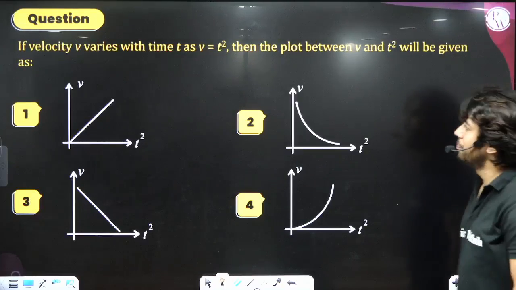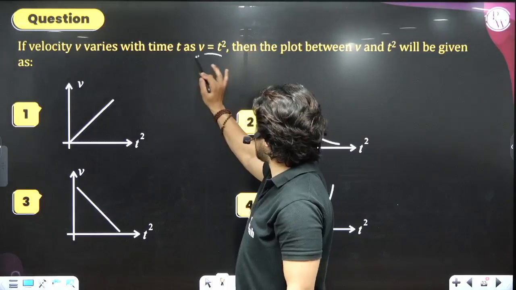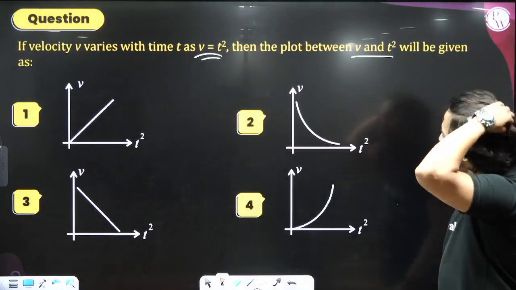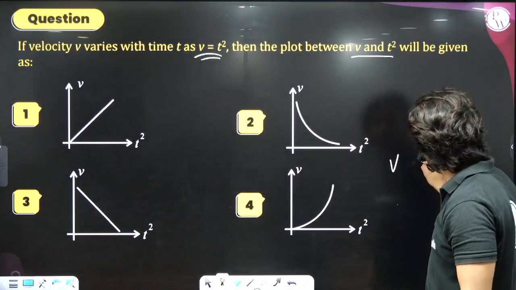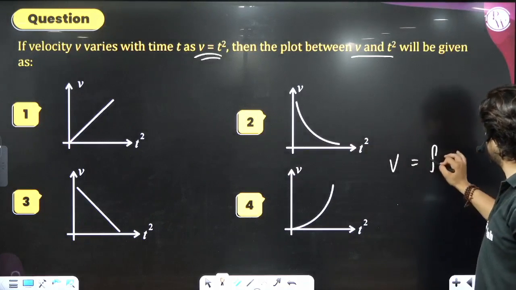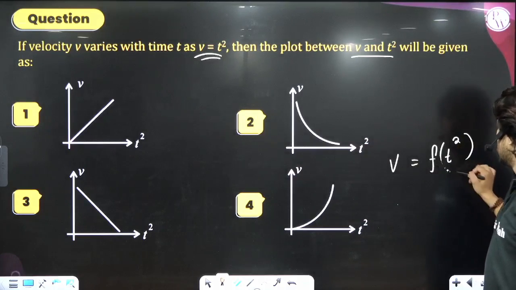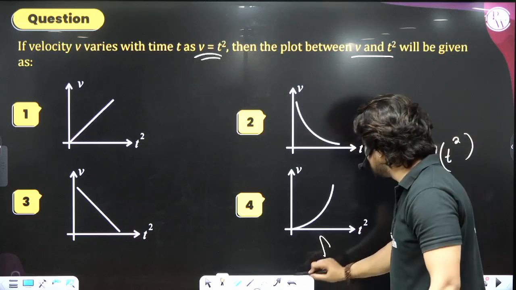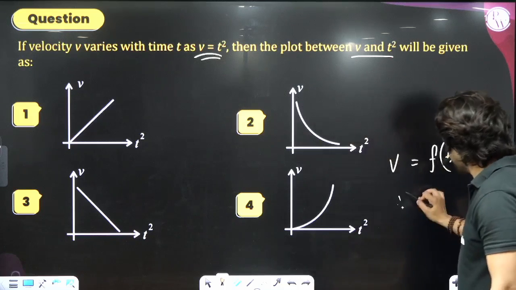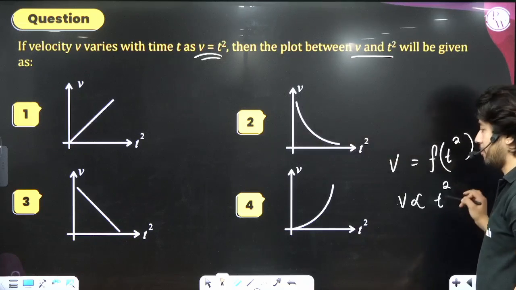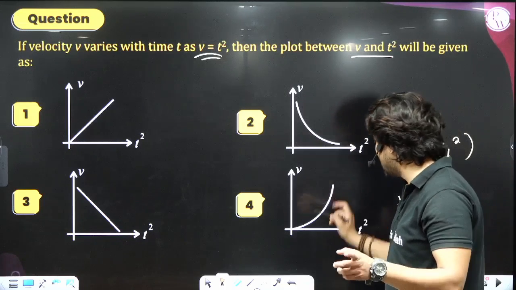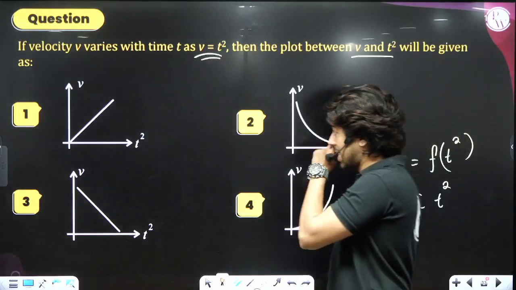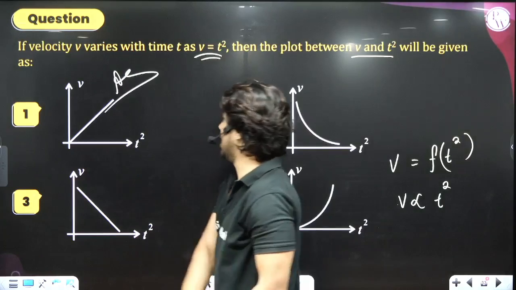Read the question. Velocity varies with time according to this relation. Then the plot of v versus t square. It's going to be a parabolic function. V is a function of t square. V is proportional to t square. And they are asking the relation between v and t square. So v is proportional to t square. If you plot the relation between v and t, this is correct. But the relation is between v and t square. So the answer is going to be A. Okay.